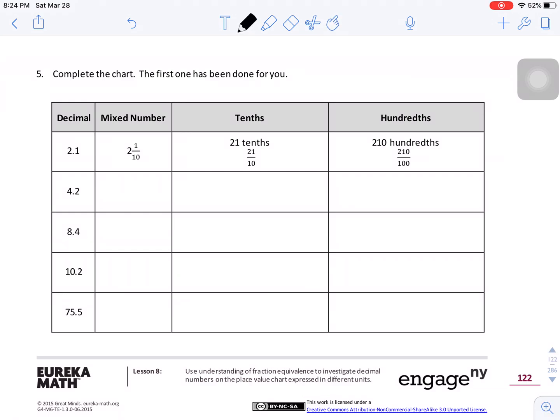So I know that 4 and 2/10 would be written 4 and 2/10. I need to turn all of them into tenths. I know that each whole is 10/10. So I'm going to go 4 times the 10. So 4 wholes times the 10 would give me 40. But then I would have the 2. So then I need to add them together. It'd be 42 tenths. You could write it in unit or fraction form.